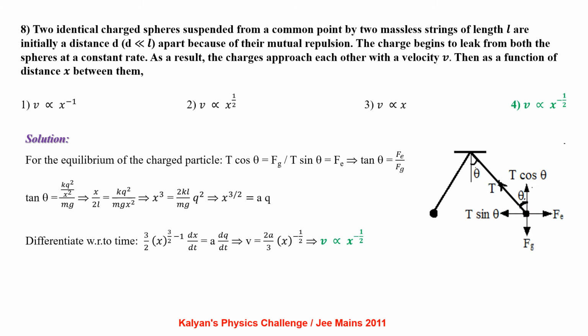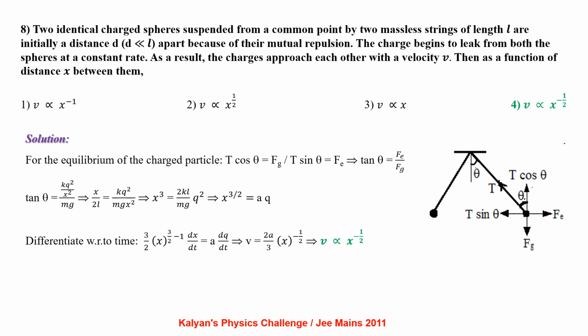Here, since we are using small angle approximation, we can replace tan theta with sin theta. That becomes opposite side by hypotenuse. That is x by 2L equal to kq square by mg into x square. Upon cross multiplication, we have x cube equal to 2kL by mg times q square.